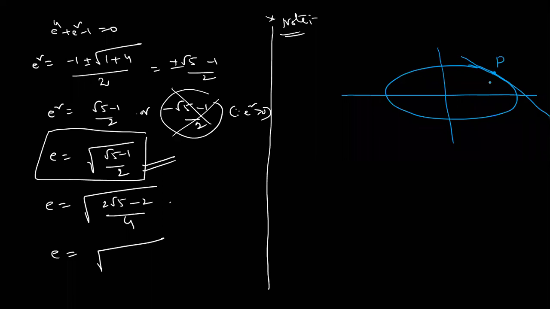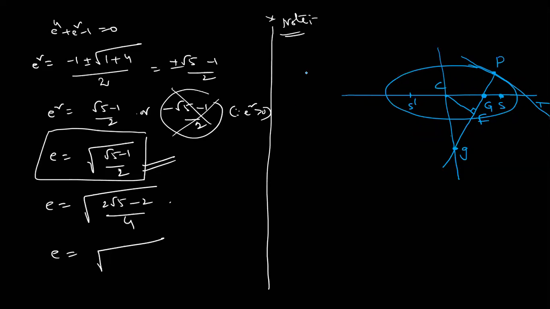This is the tangent at P. It meets the major axis at capital G and the minor axis at small g. C is the center, S dash is the focus, and S is the other focus. Drop the perpendicular from the center to the normal. That is capital F, dear students. Okay, now the distance.